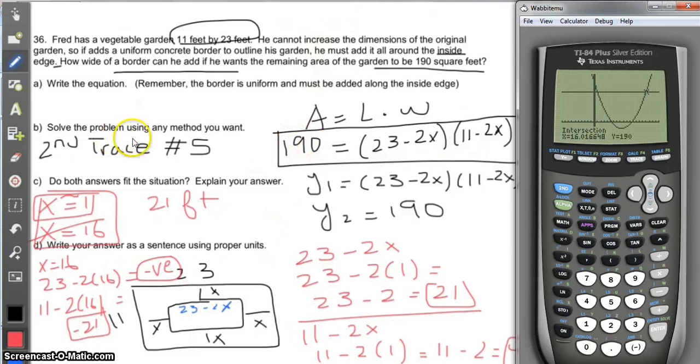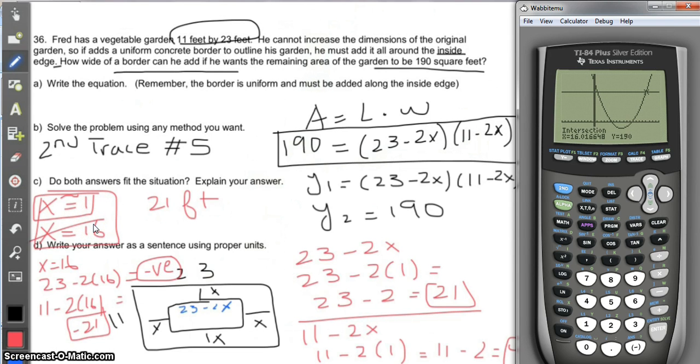Now, since they said use any method to solve, you can use the calculator. You can set y1 to be this and y2 to be 190. Try to graph it and fix your window so you can see the intersection. You're going to have 2 intersections. Remember, one of them is going to work, but you have to find both of them. To do that, you go to second trace and then number 5, which is intersect. You move the cursor to the point of intersection, press enter 3 times to get the point, the x, the point of intersection, and then do it again to get the other point.